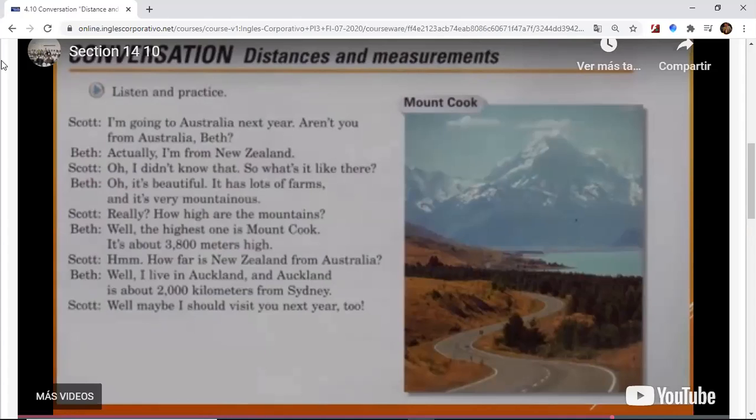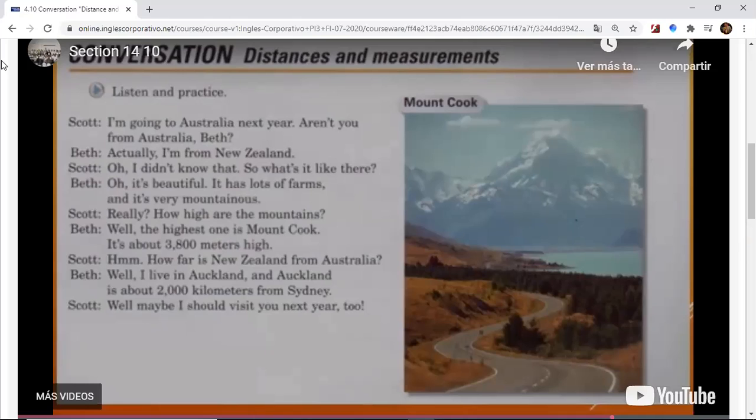I'm going to Australia next year. Aren't you from Australia, Beth? Actually, I am from New Zealand. Oh, I didn't know that. So what is it like there? Oh, it's beautiful. It has lots of farms and it's very mountainous.